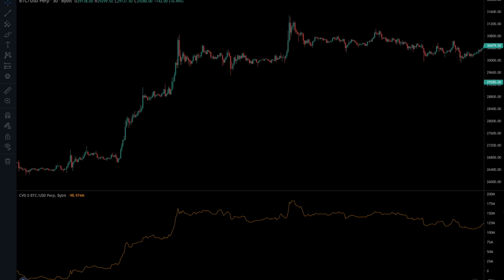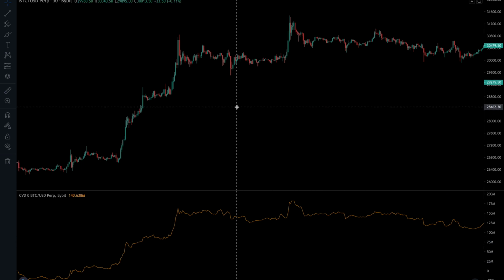So now the CVD, which is cumulative volume delta, shows you basically the delta of buying volume and selling volume done by market orders. So the participants who are using market orders, and then it accumulates this delta over time. You can see an example of this CVD line here. When the line is increasing, there is more buying pressure, more buying volume. When the line is going down, there is more selling pressure.